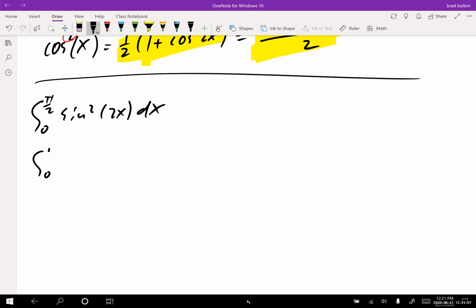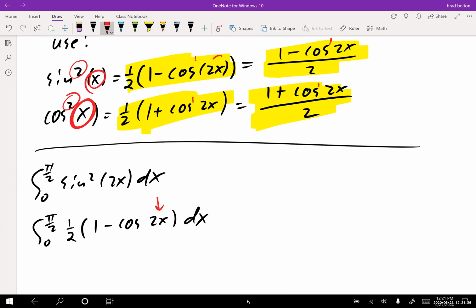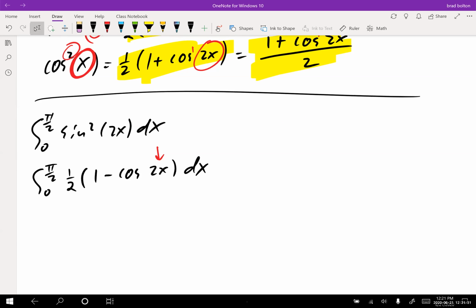So this is going to become the integral from 0 to pi over 2 of 1/2 times 1 minus cosine 2x dx. Now here's the mistake. I made a mistake right here on purpose to remind you guys. Remember the formula says whatever used to be in here, you double it. So what used to be in there was a 2x. What would that be doubled? That would be 4x. That's the common mistake people make, is they forget to make that 4x.